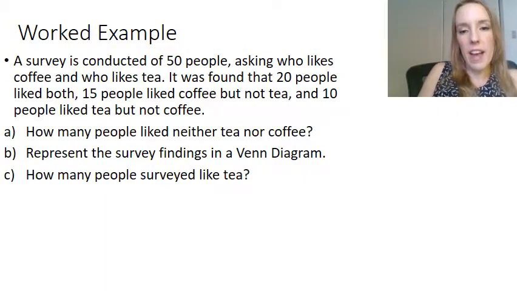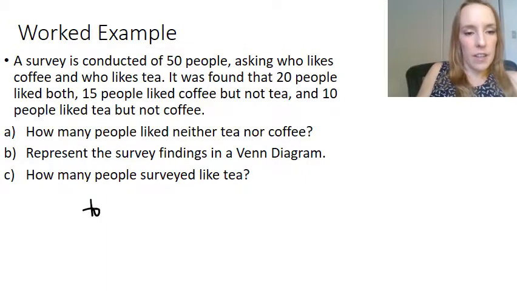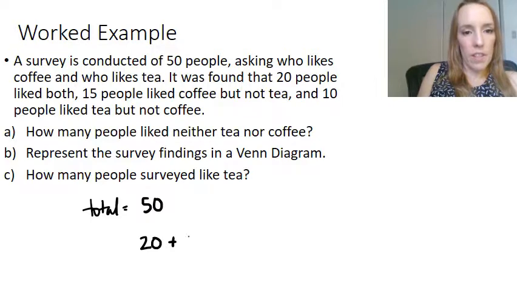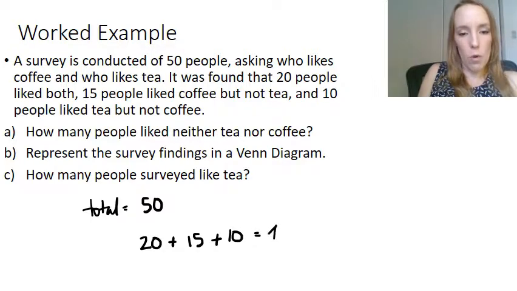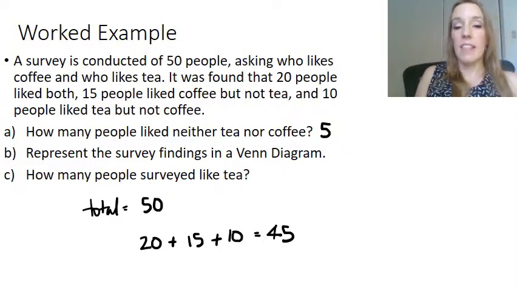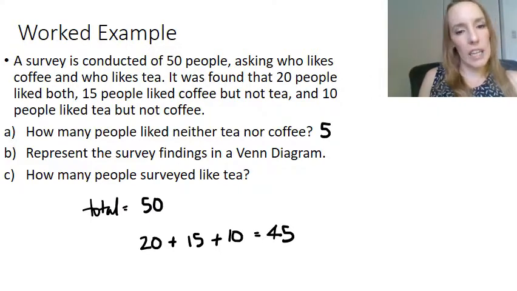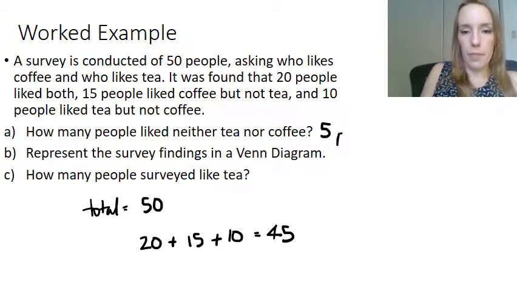Okay, so if we had a total of 50, 20 liked both, 15 liked coffee but not tea, and 10 liked tea but not coffee. That equals a total of 20, 35, 45. So 45 obviously like something. So we'll do 50 take 45, leaves us with 5. So that means 5 people don't like either tea or coffee. I would be one of those 5.